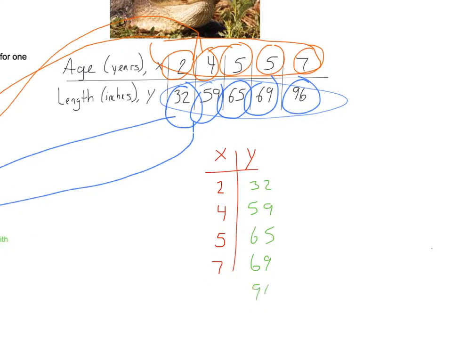Okay, and so then what you do is you match them. So 2 goes with 32, 4 goes with 59, 5 goes with 65, but it also goes with 69. And then the 7 goes to the 96. And here's the problem right there. You have an input of 5 that's matched with 2 different outputs. So this is a relation, but this here is actually not a function.